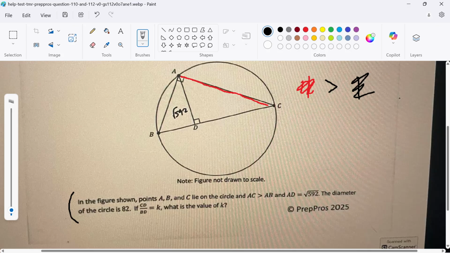AD is square root of 592. The diameter of the circle is 82. CD over BD equals K.